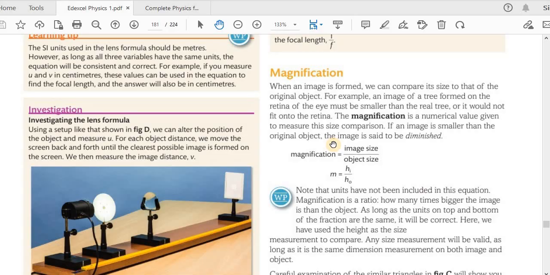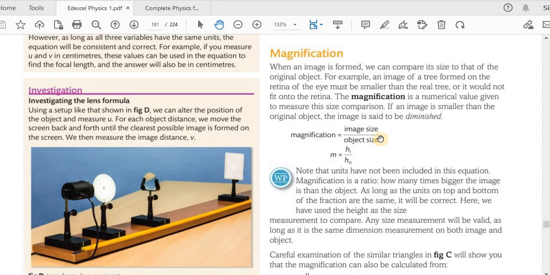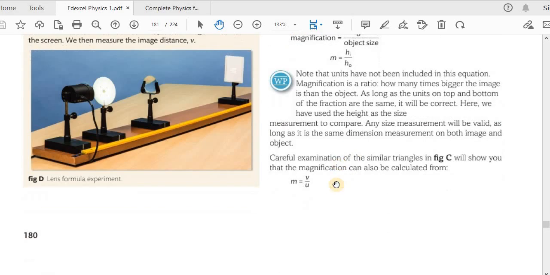Then finally we saw magnification. Magnification is equal to image size divided by object size. Now if the image size is greater than the object size, then the numerator is greater than the denominator and we get a number greater than 1. If it's less, we get a number between 0 and 1. So if it's a magnified image, the result will be more than 1. If it's a diminished image, it will be a number less than 1, greater than 0. And you can use any dimension on the object as long as you use the same corresponding dimension on the image when you use this equation.